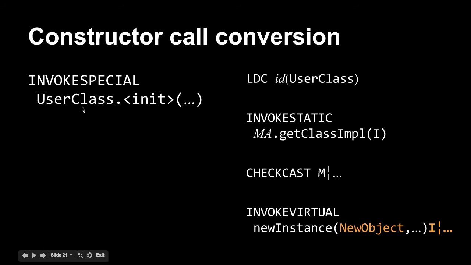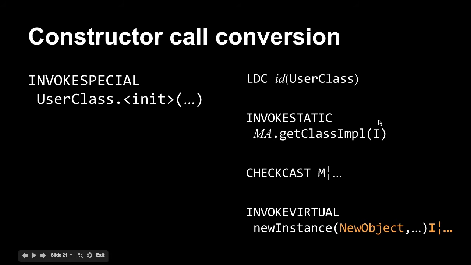So before we would have this invoke special user class.init and whatever arguments. What we have instead is, well, we have that new object on the stack, and then we take, okay, give me the ID of this user class, because somehow I'm going to need to find that constructor method. Okay, I have the ID. Then I say invoke static ma.getClassImpl. This is actually short for method accessors. It's just a class that has some static methods, utilities, that basically do lookups in that table of the implementations of the different classes.